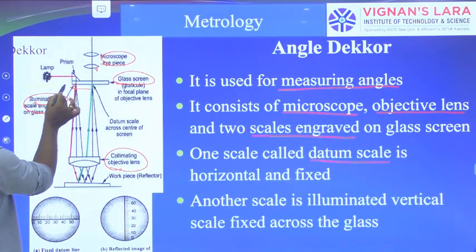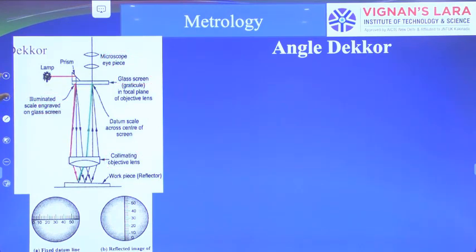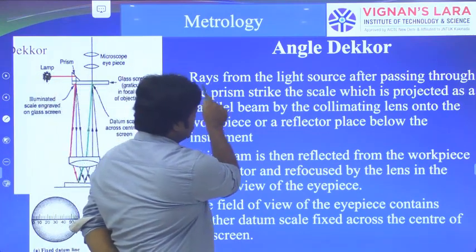So one line is a horizontal line and one more line is a vertical line. So these are the two indicator lines. The fixed datum line is in the horizontal range, whereas the reflected illuminated scale is in the vertical direction. So, rays from the light source.